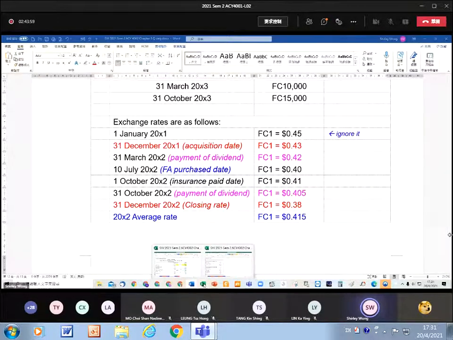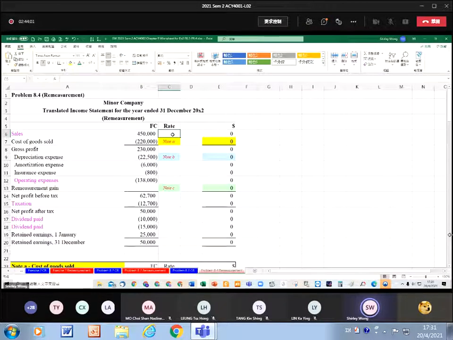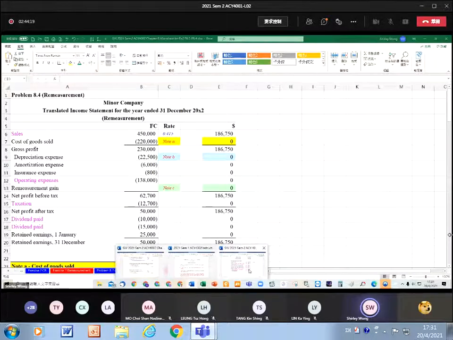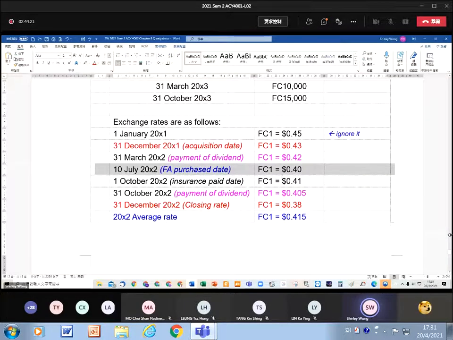So here, for the income statement, we will input all the rate here using the average rate. So let's do it together. Average rate. And then item A, we need to calculate. Depreciation, we need to calculate. So amortization, we only have one patent that purchased during the year. So you do not need to calculate. It is based on the purchasing day.